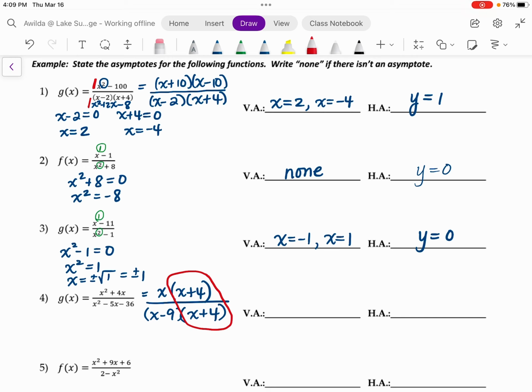Because negative 4 here will be a matching 0, we will not generate a vertical asymptote at x equals negative 4. The vertical asymptotes only occur for zeros of the denominator that are not also zeros of the numerator. But we will see one vertical asymptote for x minus 9 equals 0, which is x equals 9.